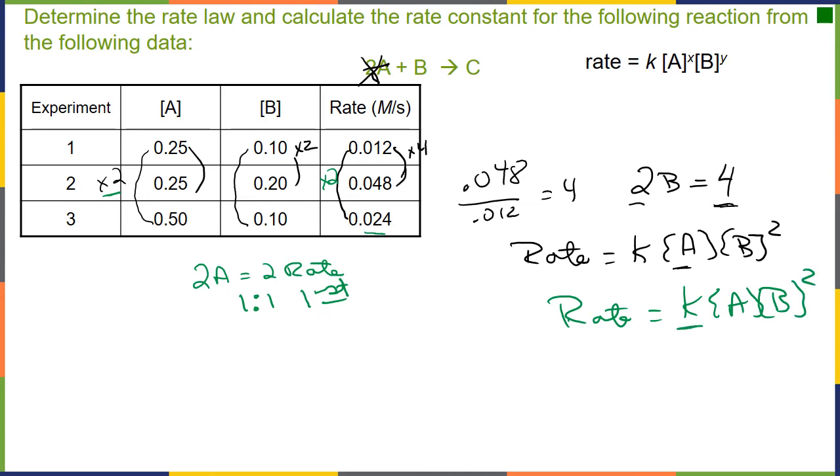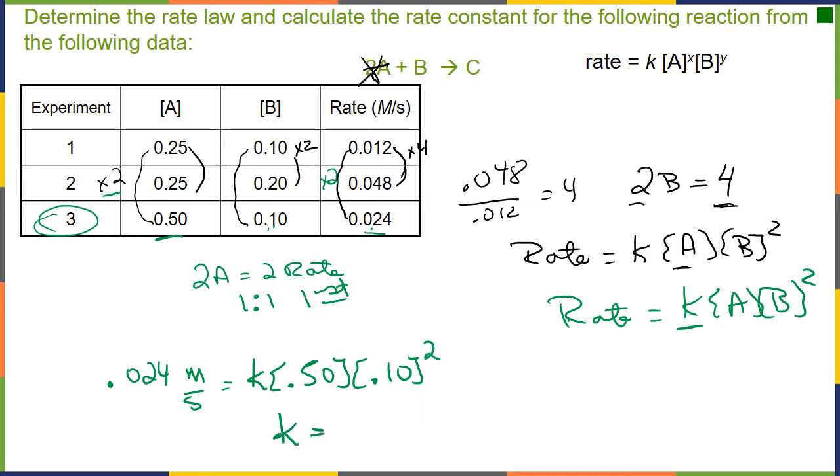Well, if we want to find k, we just pick a value. So let's take run 3, again for absolutely no good reason, and see if we can find k. If I take my numbers, 0.024, using the rate from run 3, molar per second is equal to k, multiplied by the concentration of A, which is 0.50, multiplied by the concentration of B squared. I will plug in the math here and discover that 0.024 divided by 0.5 divided by 0.1 squared is going to give us a k of 4.8. The overall order is 3, and our units are going to be 1 over molar squared second. So that is the shorthand.